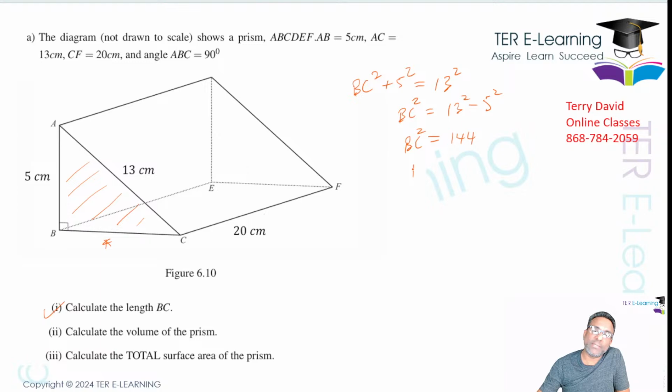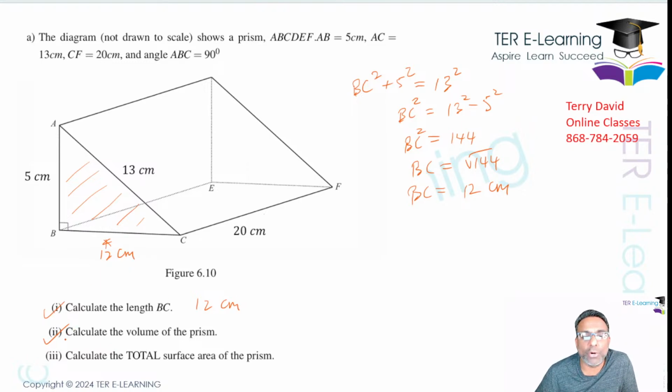So therefore, BC is the square root of 144. So therefore BC is equal to 12. Right? So that's the answer for the first part here. This is 12 cm. Right? Part 2 now, we want to calculate the volume of the prism.